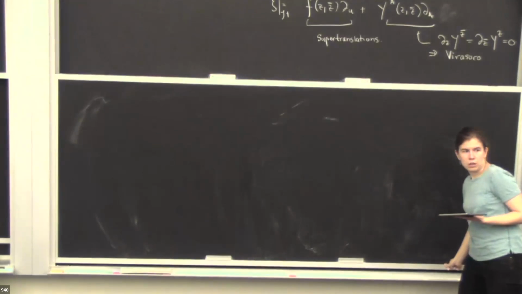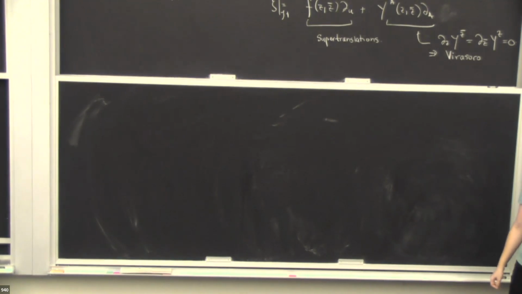Actually, I'll ask a question before you move away from the super translations. My understanding is there are no conserved quantities associated with those super translations. Is that correct? They all identically vanish? No, there are actually conserved quantities. I thought there was this argument of Ashtekar that showed that they were all zero.